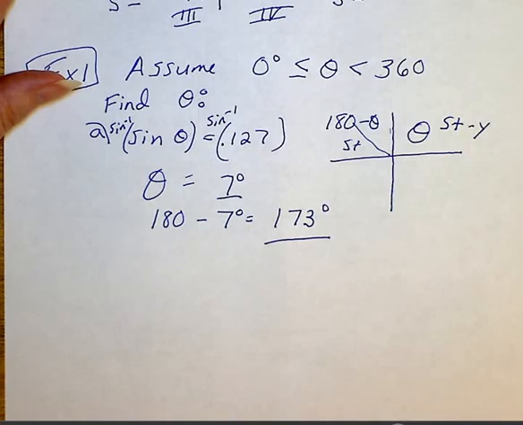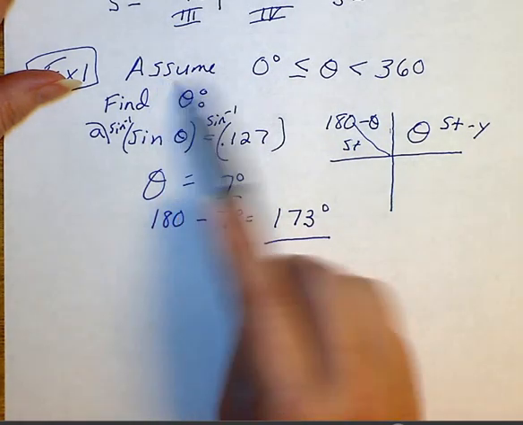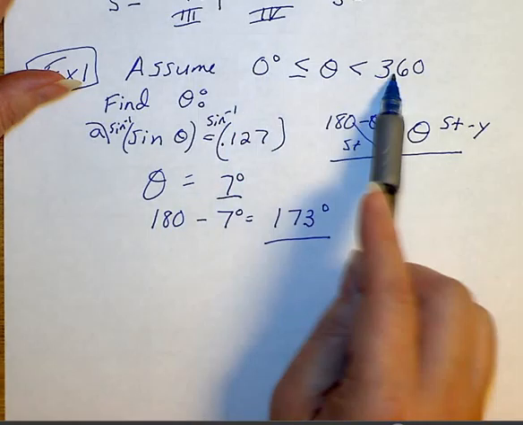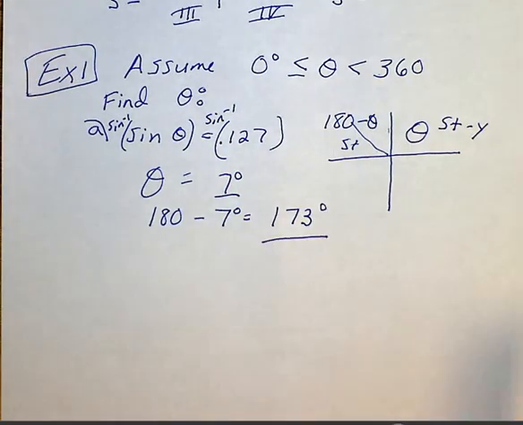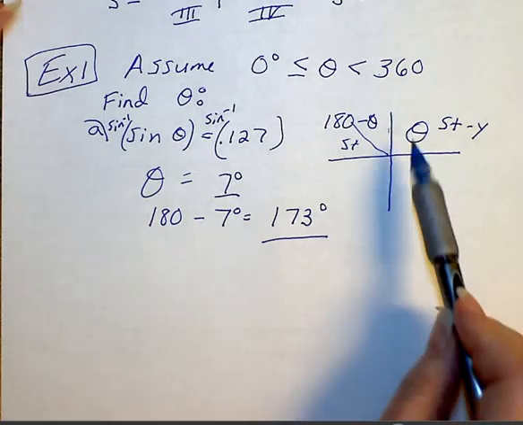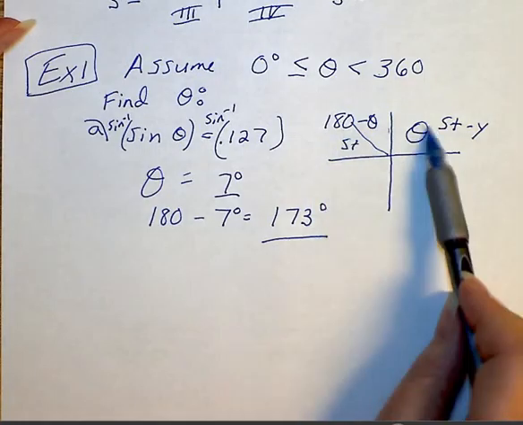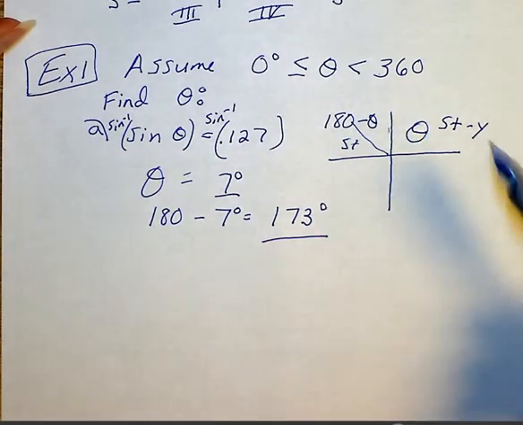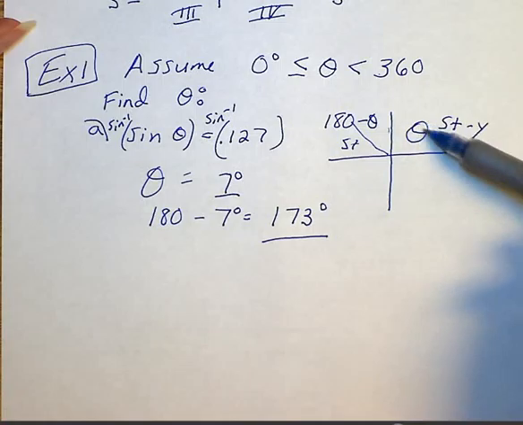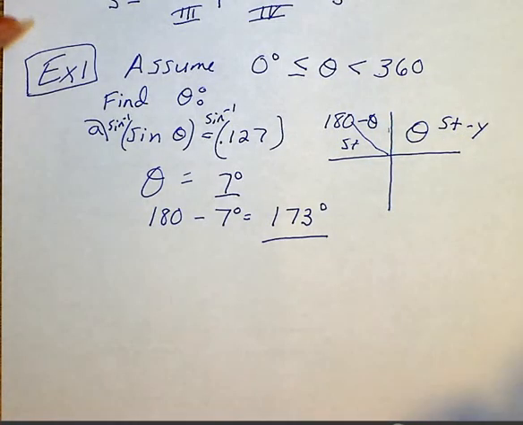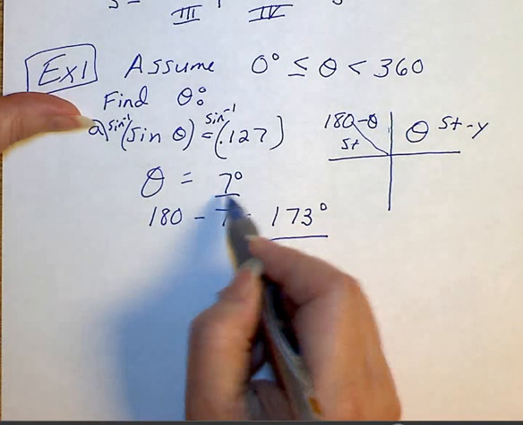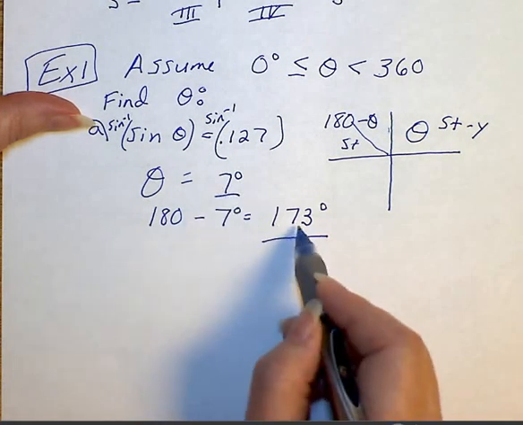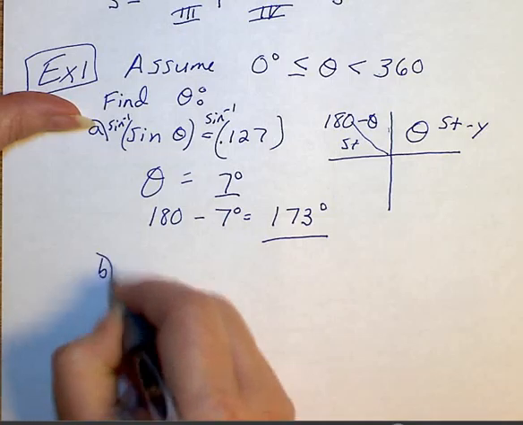If it tells you that you are assuming that theta is between 0 and 360, no matter what you're solving for, how many angles are you going to find? You're going to find 2, because sine is positive in 2 places and negative in 2 places. Cosine is positive in 2 places and negative in 2 places. So you're always going to have 2 angles. You have 2 answers, 7 and 173.